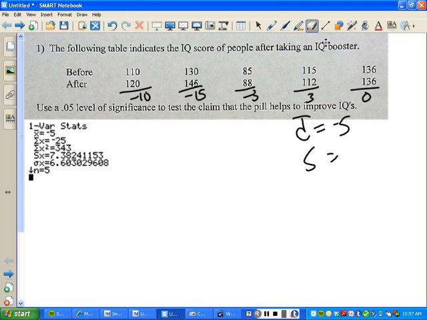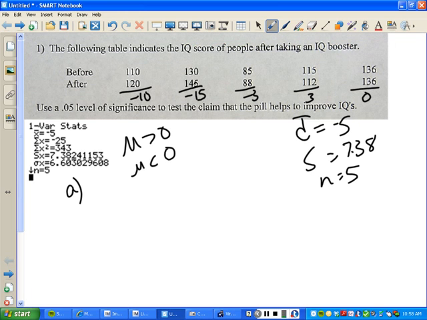All right. So S is 7.38. Is there a question? Well, so it won't make a difference then, in your answer, if you do it either way? Okay. Where will it make a difference? When you go to set up H0, and you got to say, well, the claim is that it helps improve. So does that make it mu is greater than 0 or mu is less than 0? And it depends on how you do it.